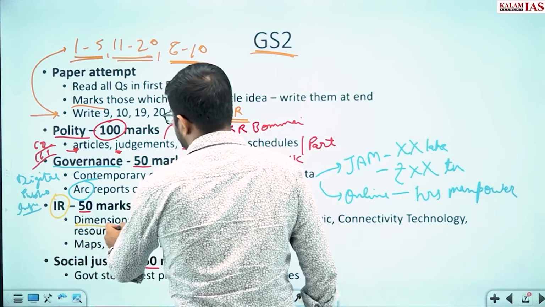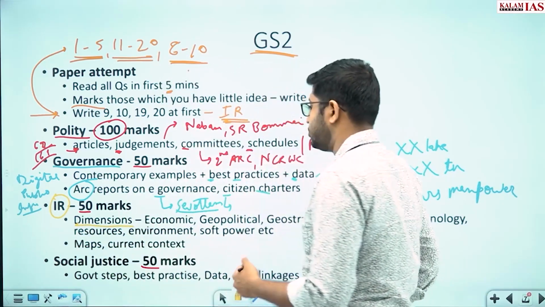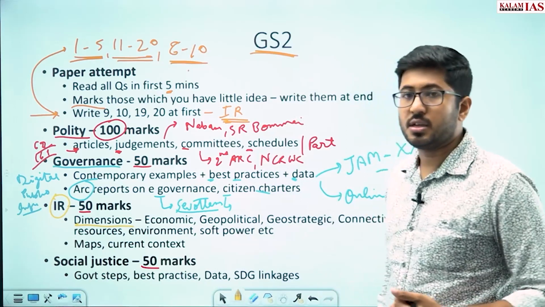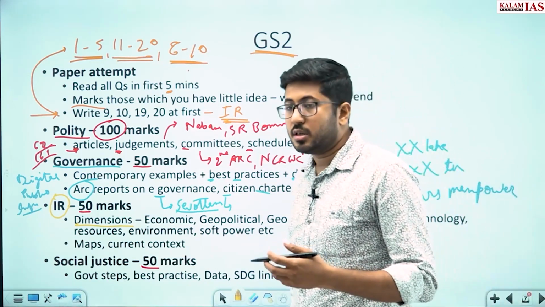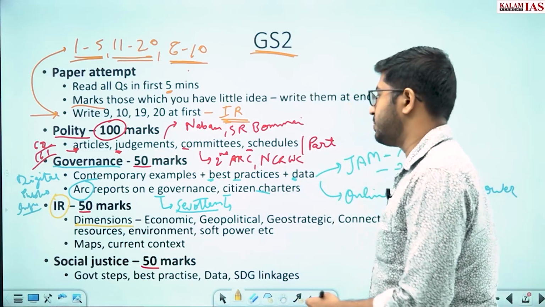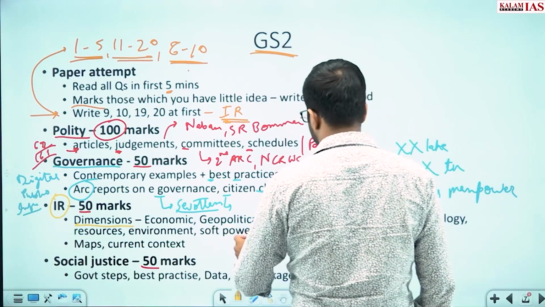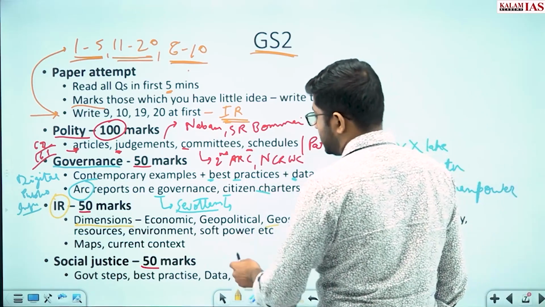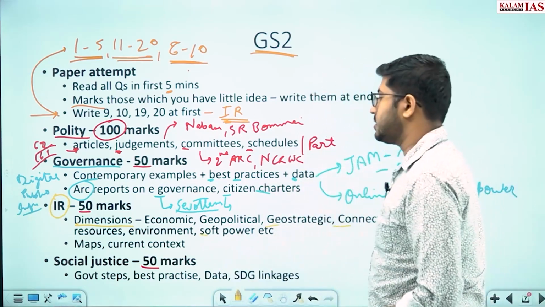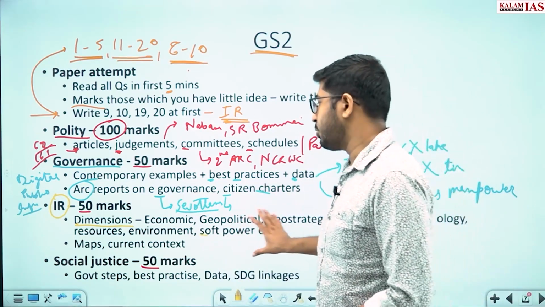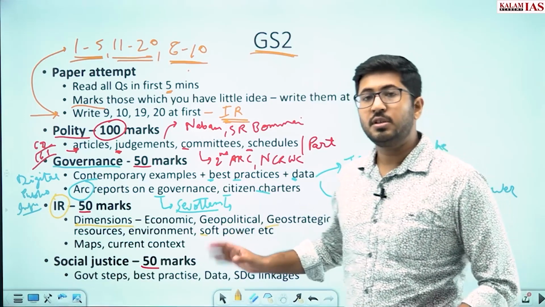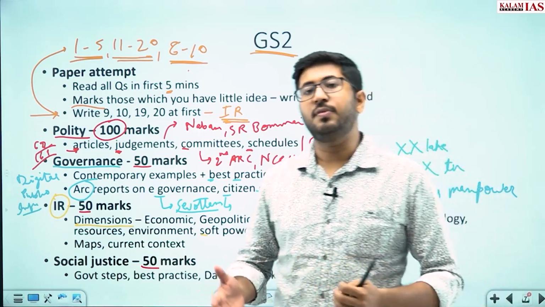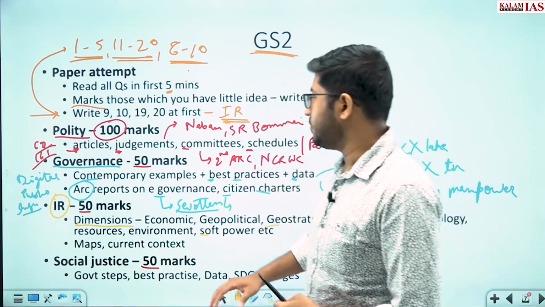When you are writing the main body, suppose it is a question related to bilateral relations, or relations between two countries or neighboring countries, you can open dimensions related to economic, geopolitical, geostrategic, connectivity, technology, resources, software, etc. Just writing one point for each keyword, you will be able to generate 8 to 10 points, which is more than enough even for a 15-marker question. So these are a few things.